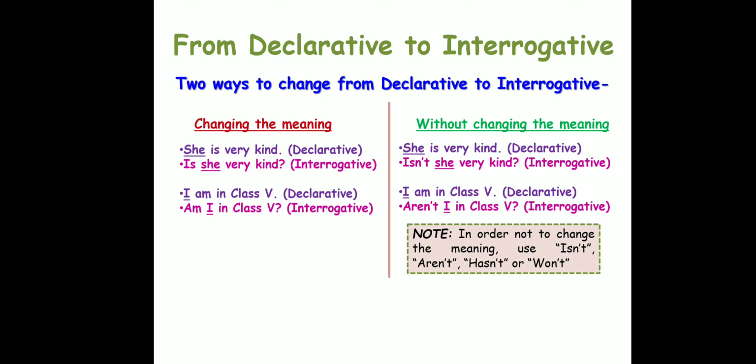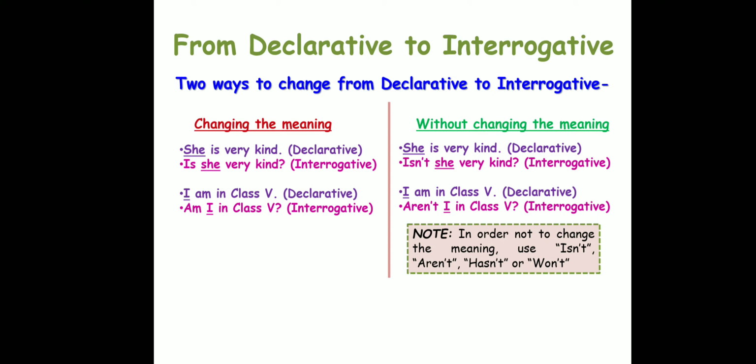Note, in order not to change the meaning, use isn't, aren't, hasn't or won't. So if the question tells you that you have to transform the sentences without changing the meaning of the sentence, then you have to use contractions like isn't, aren't, hasn't or won't. Okay, there can be others too. There's just a number of examples given over here. Is it very clear? Whenever you don't have to change the meaning, you have to use the contraction with not.